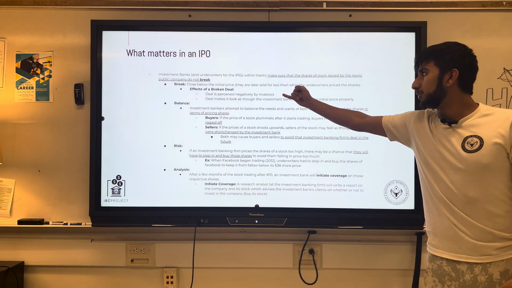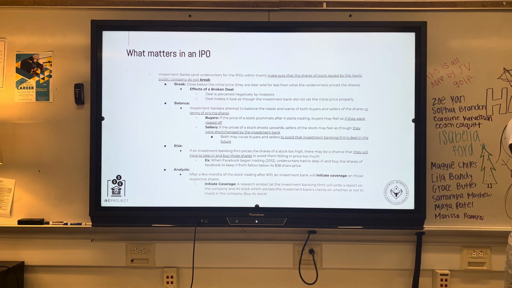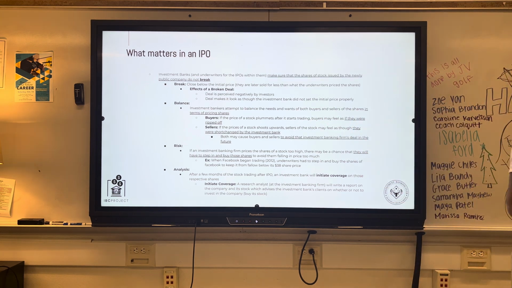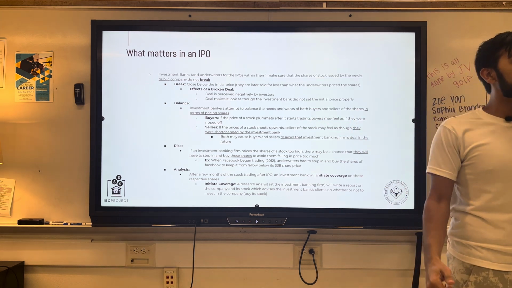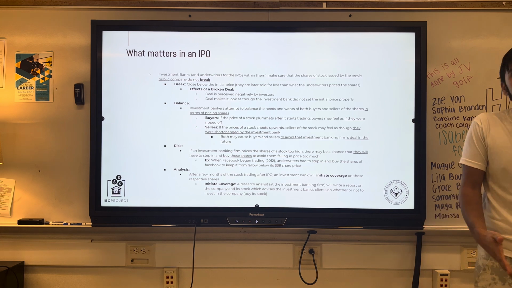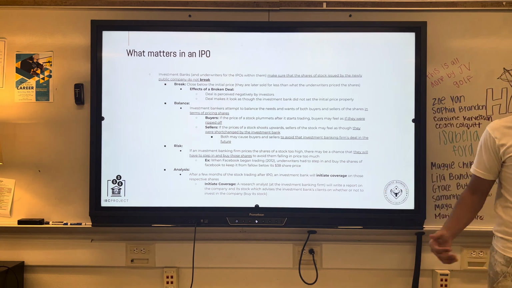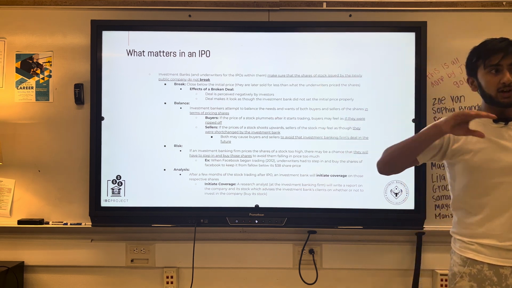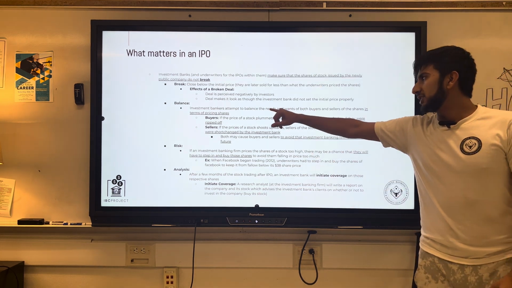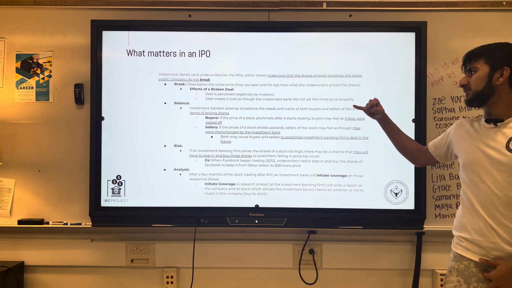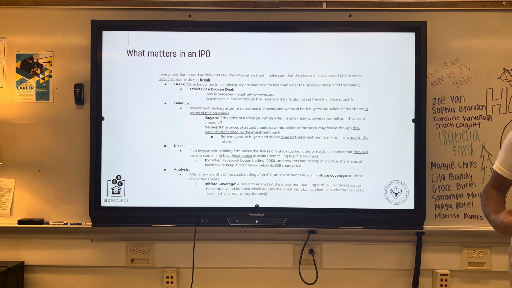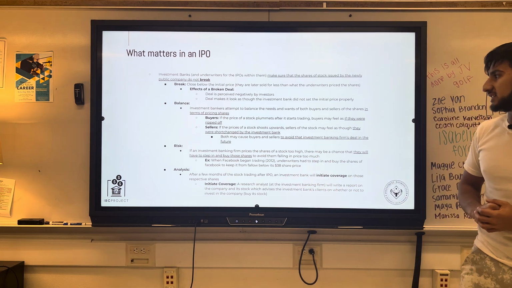So the effects of a broken deal would be, well, it's obviously perceived negative by investors who invest in it, and it makes the investment bank look like they're inadequate in their services. They don't know how to price that stock, and that was their literal job. So yeah, what are you doing, investment bank, right? So what we're talking about now is that equilibrium portion I mentioned, or balance. So investment bankers attempt to balance the needs and wants of both buyers and sellers in terms of pricing the shares. Again, appeasing both parties in the transaction.